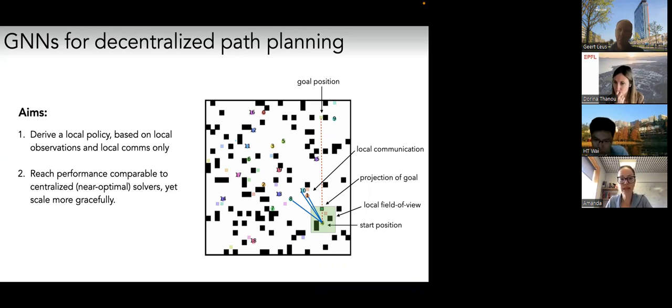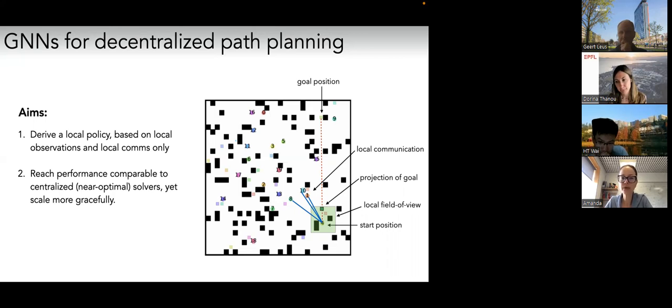So if we look at this little schema here, agent four can see everything that's inside the green box. It can communicate with agents that are in its vicinity, so agents 8, 10, and number one. And it can see any other obstacles or any other agents that are within its field of view. Okay? And the only thing that this agent is going to leverage, aside from its local field of view, is communication to neighboring agents.